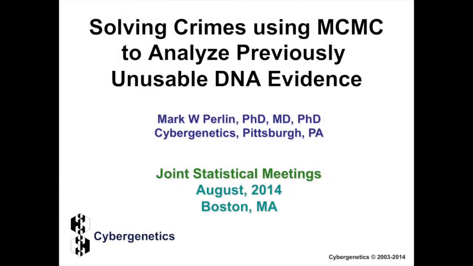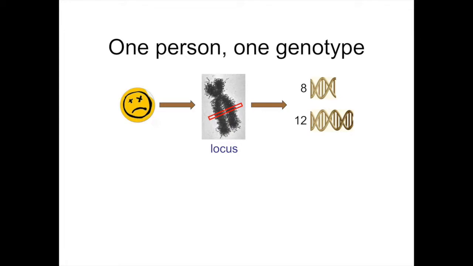Thank you for coming. Today I'll be talking about solving crimes using Markov chain Monte Carlo to analyze previously unusable DNA evidence. A single person, indicated on the left by the frowny face, who will end up a victim in this case, has genotypes. The genotype is the main variable, out of the hundreds of variables that we look at, that's of interest for genetic identification.